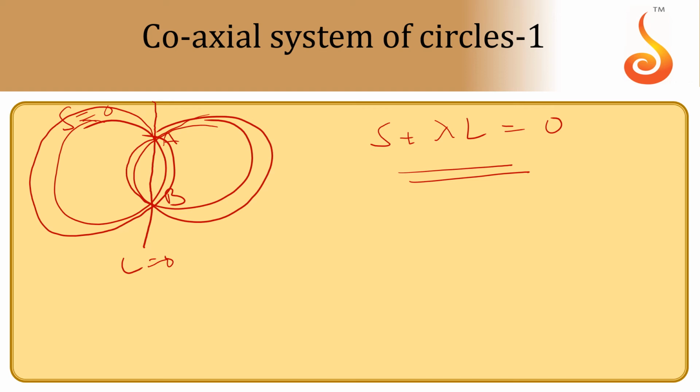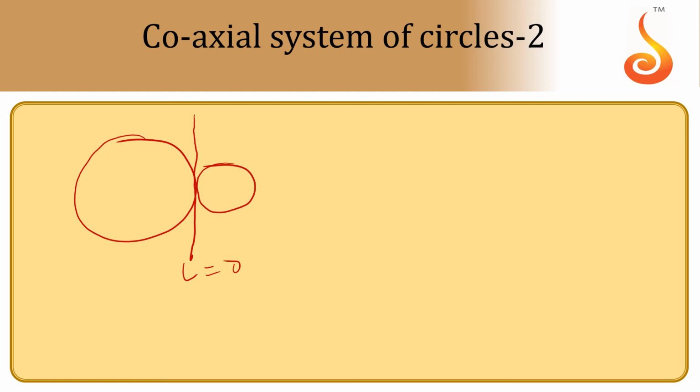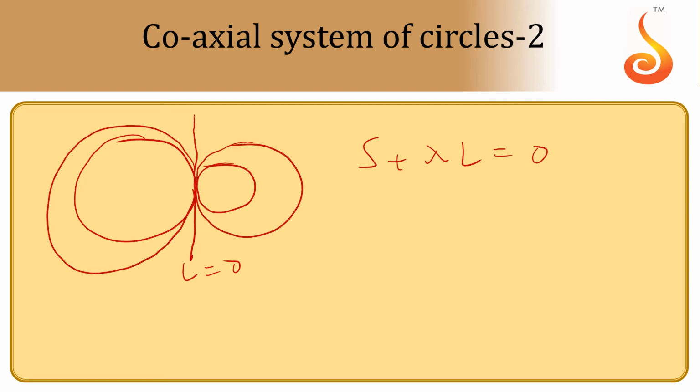intersecting coaxial system. Suppose if you have a circle and a common tangent, so you know that if two circles touch each other, this will be the common tangent. So if I use again S plus lambda L equal to 0, I will be developing all the infinite circles which touch the radical axis at the same point. So this is called touching coaxial system.